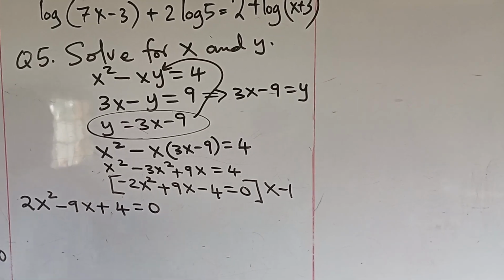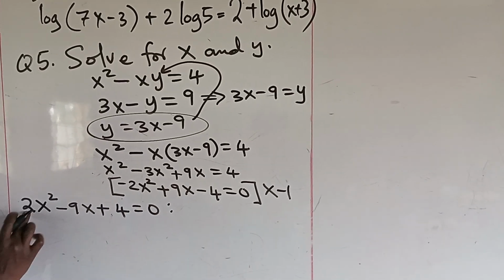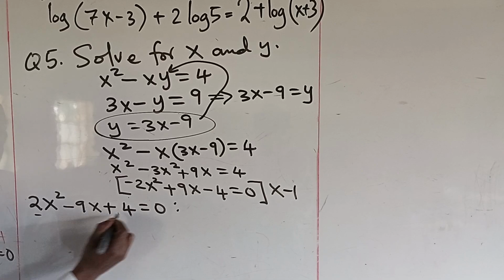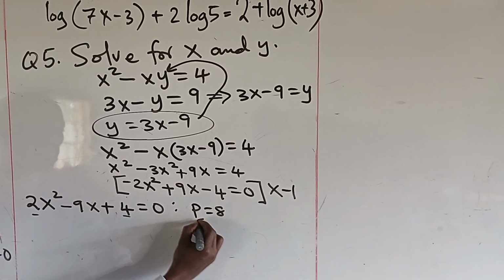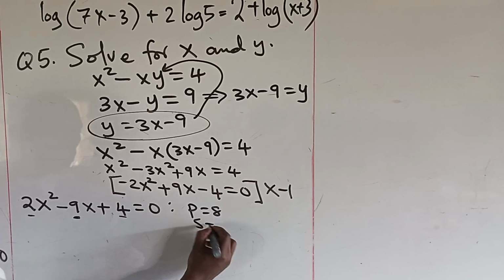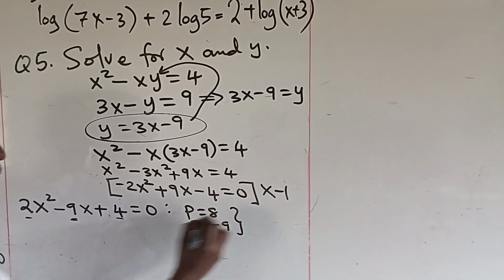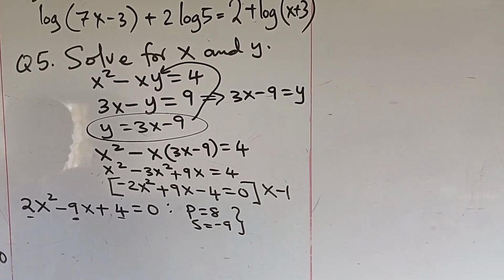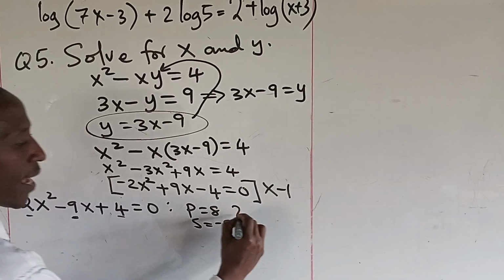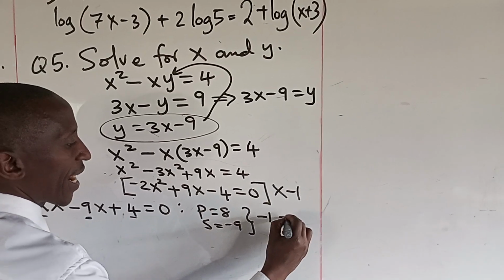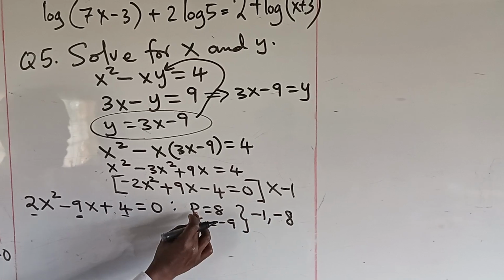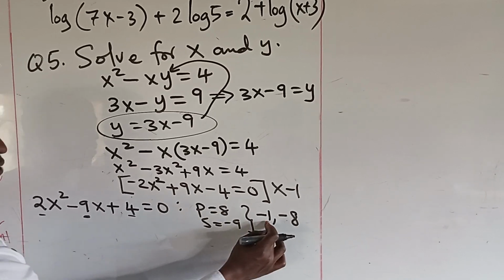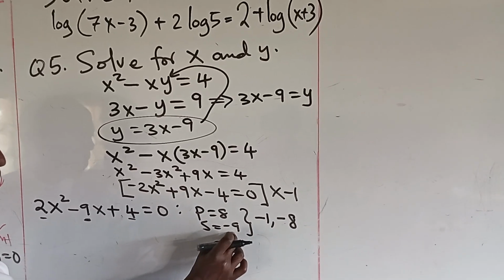At this point, we look for two numbers whose product, this and this, the product is 8. Two numbers whose sum is negative 9. And those two numbers, let us work them out. Which are they? We get a negative 1 and a negative 8. Check. Negative 1 by negative 8 gives a product of 8. Negative 1 plus negative 8 gives us a sum of negative 9.